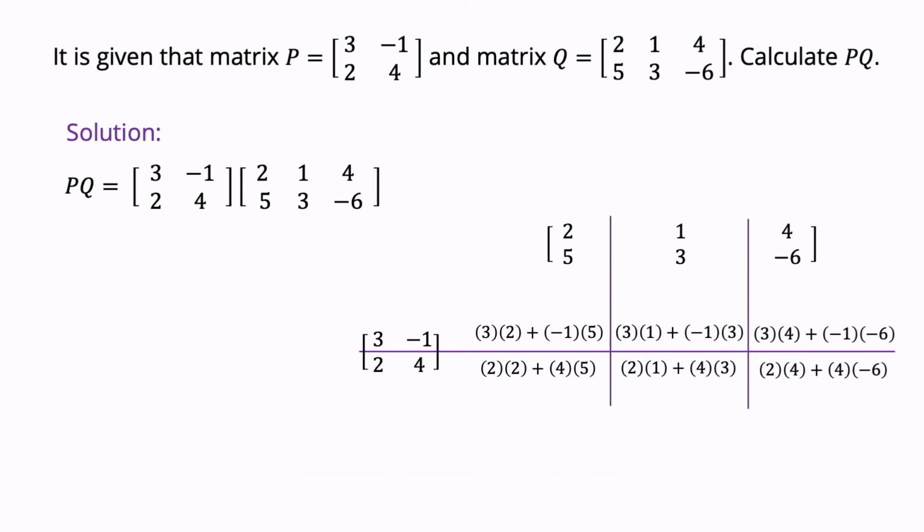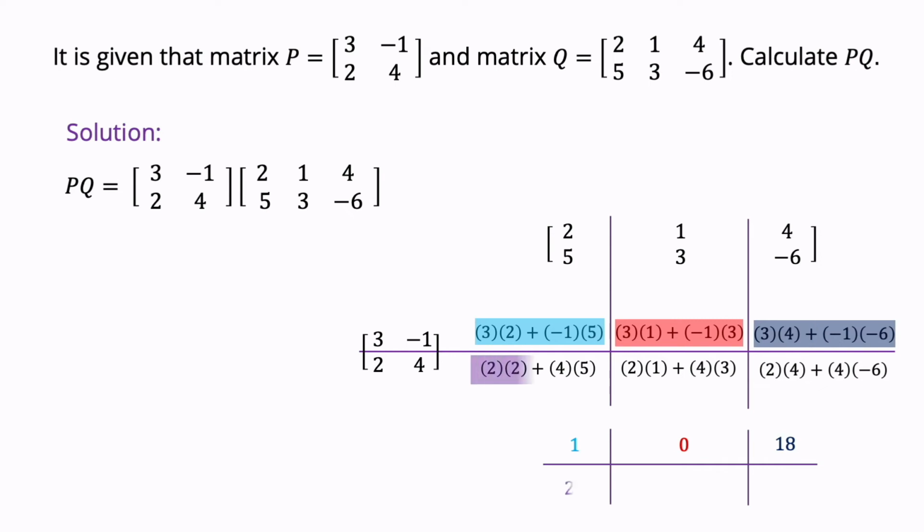The calculated results are 1, 0, 18, 24, 14, and minus 16. The matrix PQ is 1, 0, 18, 24, 14, and minus 16. In this case, we multiply a 2 times 2 matrix by a 2 times 3 matrix and we get a 2 by 3 matrix as the result.